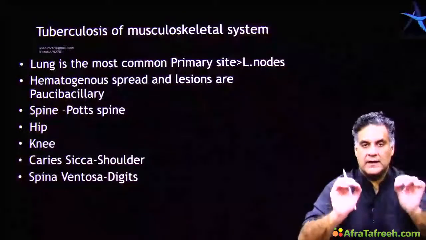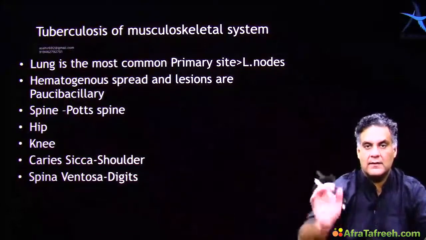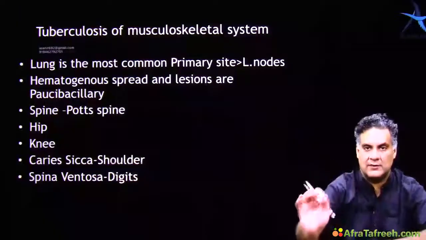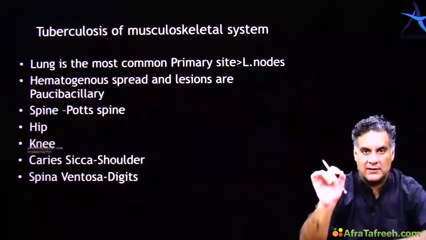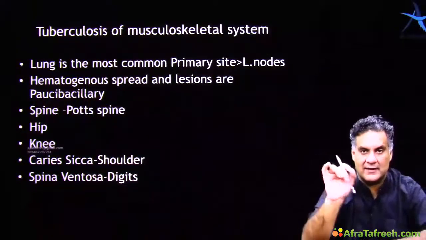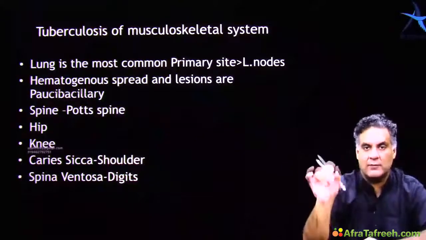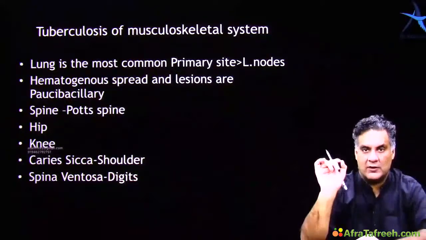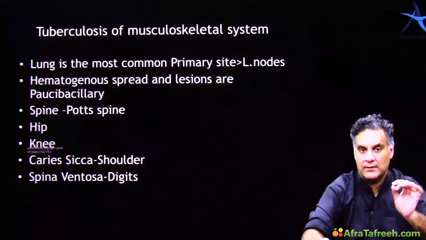Tuberculosis. TB is always secondary in bone and joints. It comes from the lungs followed by lymph nodes. The spread is through the blood. All the infections come to the bone or the joint through the blood, hematogenous, but the picking up rate of the organism is very low, so it is called paucibacillary. The order of involvement is just like SRK, Shah Rukh Khan, SHK: spine, then hip, then knee. Spine involvement is also called Pott's spine. Tuberculosis of the shoulder is dry, called caries sicca. Tuberculosis of the finger is called spina ventosa.